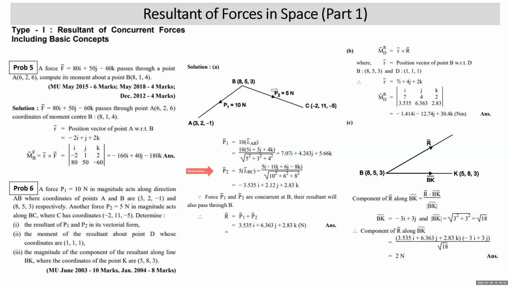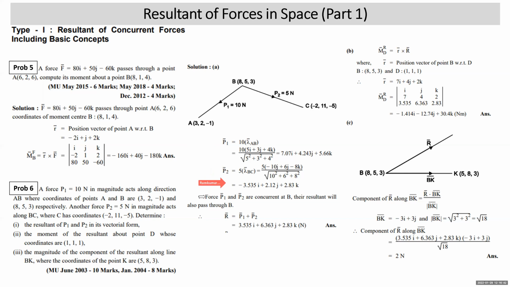It is magnitude 5 into lambda BC. Lambda BC means what? Vector BC upon its mod. So 5 into lambda BC means vector BC. BC means C minus B: minus 2 minus 8, minus 10i; 11 minus 5, 6j; minus 5 minus 3, minus 8k, divided by its mod. So you get the force P2 in vectorial form.